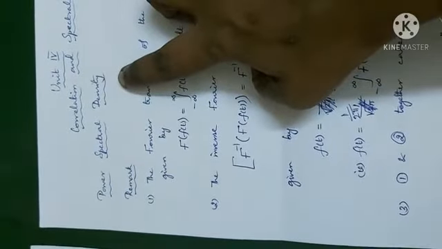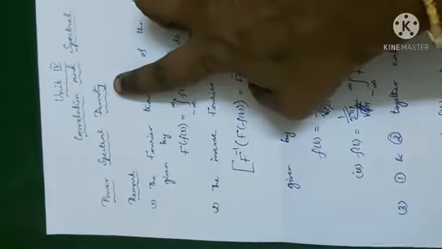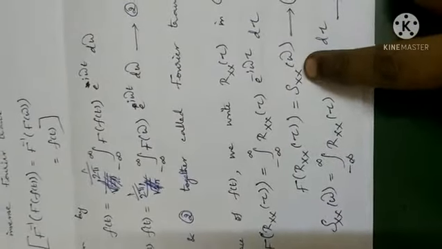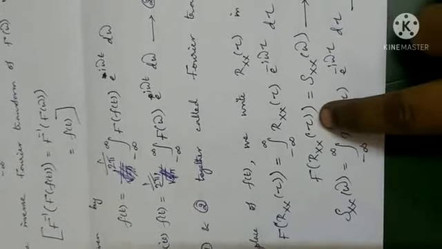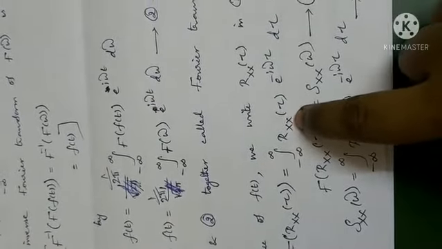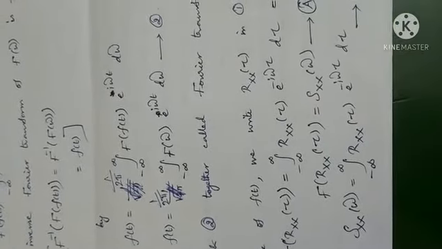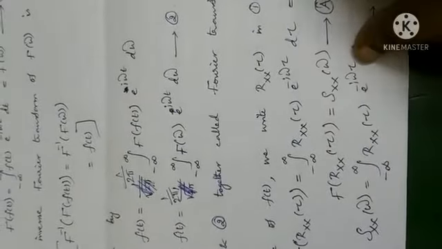What is power spectral density? How is it denoted? It is Sxx of omega. The notation is Sxx of omega. What is the power spectral density? It is the Fourier transform of the autocorrelation function. What is the Fourier transform of the autocorrelation function? It is the integral from minus infinity to plus infinity of the autocorrelation function times e power minus i omega tau d tau. Okay, so now you know what power spectral density is.